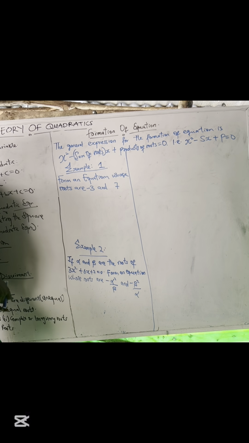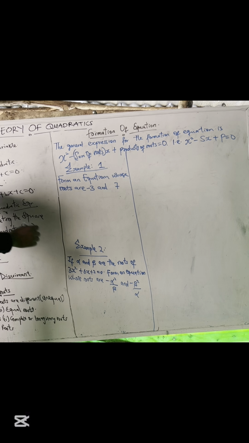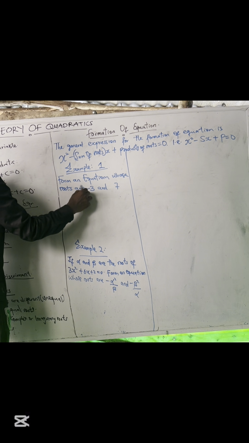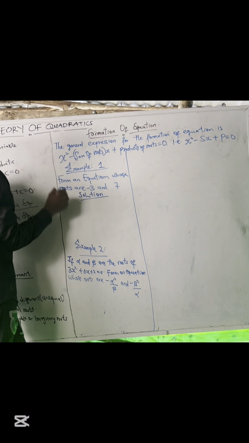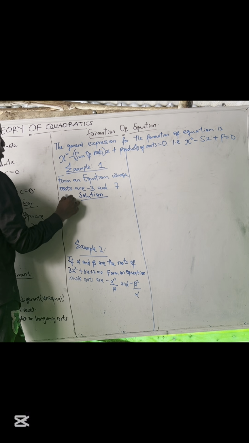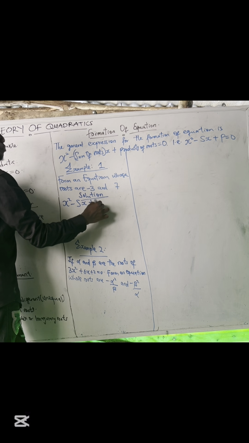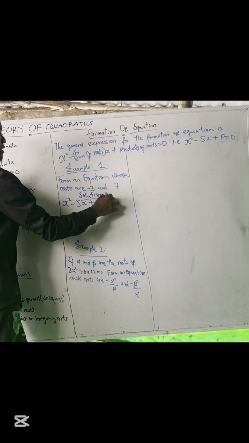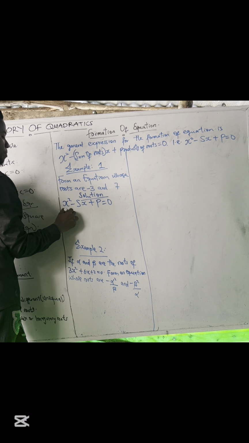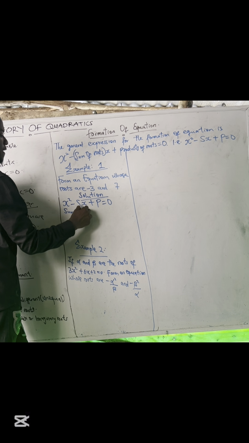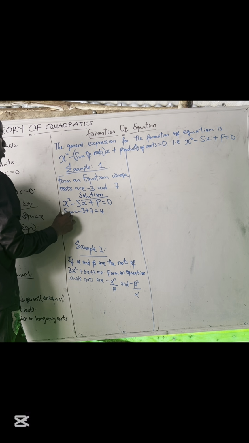So therefore, we have an example here. They say form an equation whose roots are -3 and 7. Just write solution. Then remember, to form an equation, we are going to be using x squared minus sum of roots x plus product of roots is equal to 0. The roots given to us are -3 and 7. We first look for the sum. That is -3 plus 7. That's equal to 4. We will also look for the product.